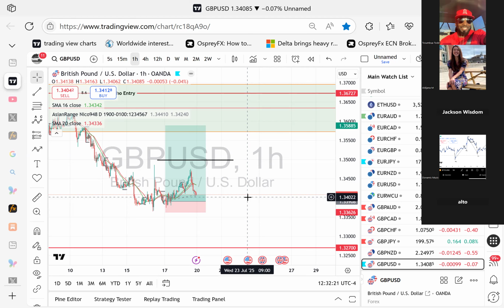Does that make sense? Yeah, that makes a lot of sense. What about if you're marking your structure on the 4 hour? If you're marking your structure on the 4 hour, you're looking for your entry keys on the 15-minute chart.